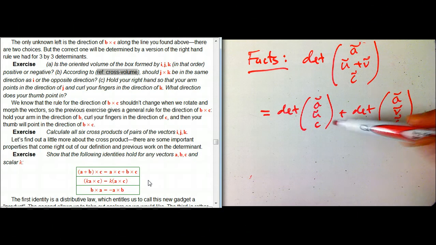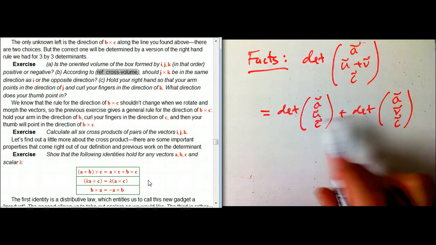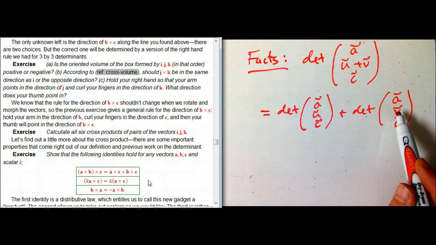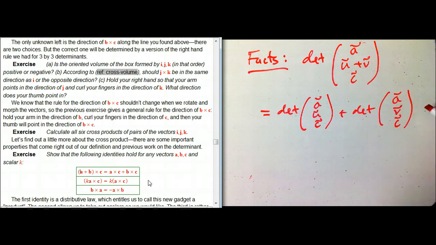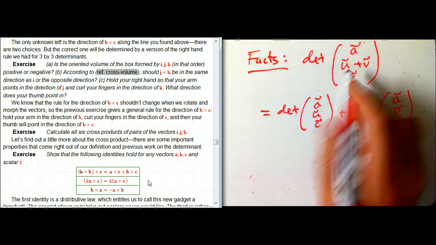I'm not just adding two matrices. I'm keeping two of the rows absolutely the same and just adding two vectors in one of the rows to make a sum in that row. Okay, that's part of the multilinearity package. It's a wonderfully important property of the determinant. Let's phrase that in terms of the cross products.